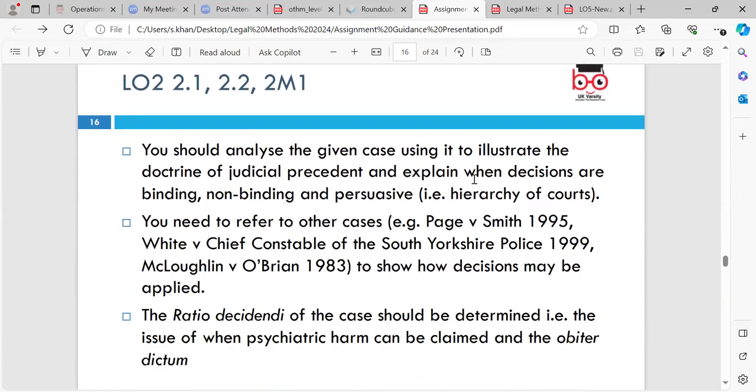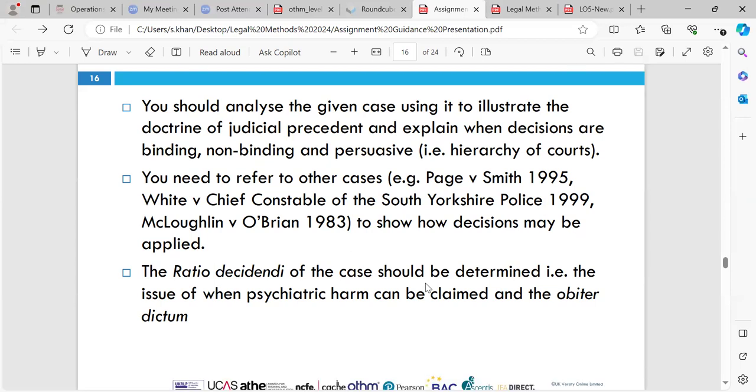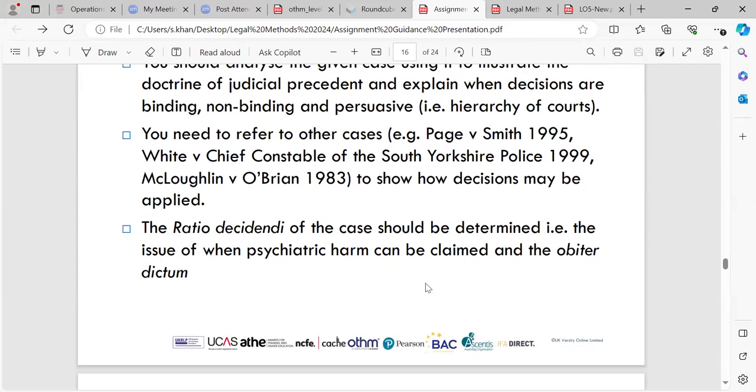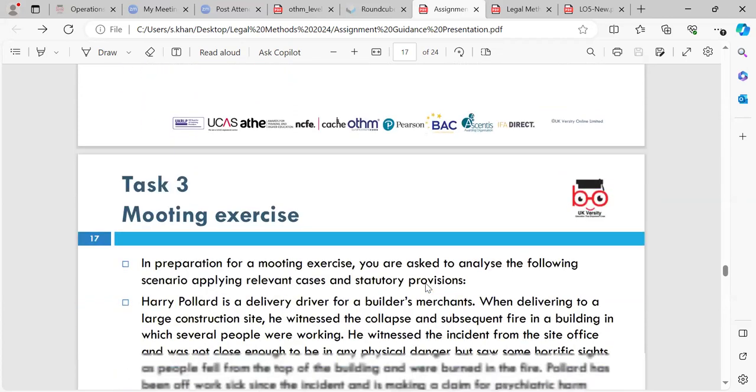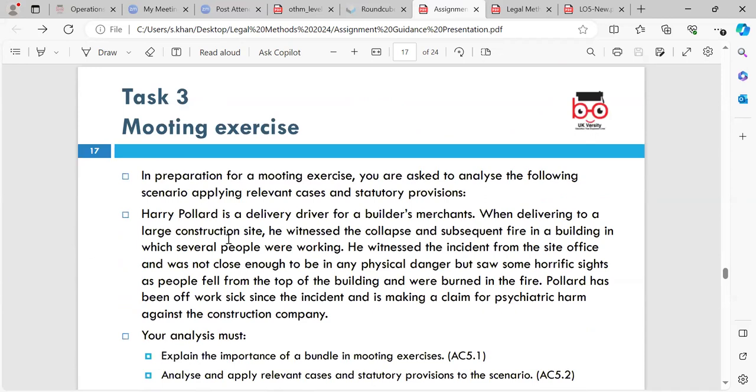Here you should analyse the given case, using it to illustrate the doctrine of judicial precedent and explain when decisions are binding, non-binding and persuasive. You need to refer to other cases such as Page v Smith, White v Chief Constable of South Yorkshire Police and McLoughlin to show how decisions are applied. The ratio decidendi of the case should be determined, including the issue of when psychiatric harm can be claimed, and the obiter dicta.